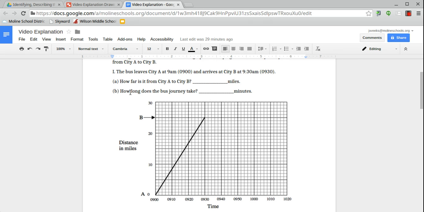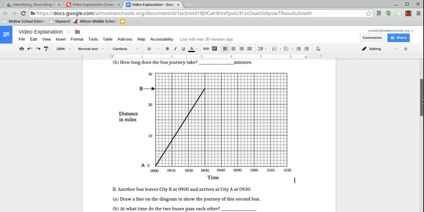My second question, how long does the bus journey take? Well, this one I need to make sure that I'm watching the time axis, which is my x-axis. So down here it left at 9, it was still traveling at 9:10, still traveling at 9:20, but it ended up at city B at 9:30. So pause me while you calculate how long that journey took. From 9 o'clock to 9:30 is 30 minutes. So if you said 30 minutes, good job.